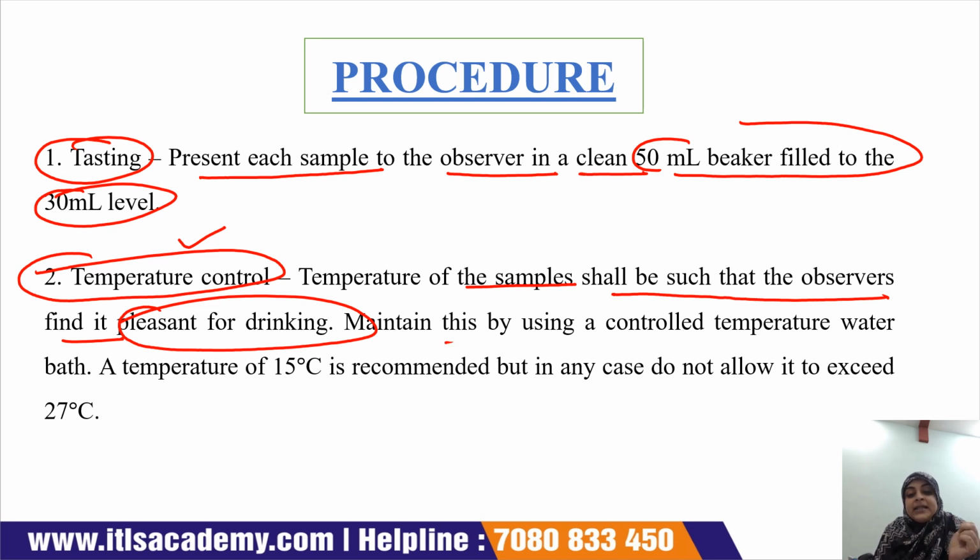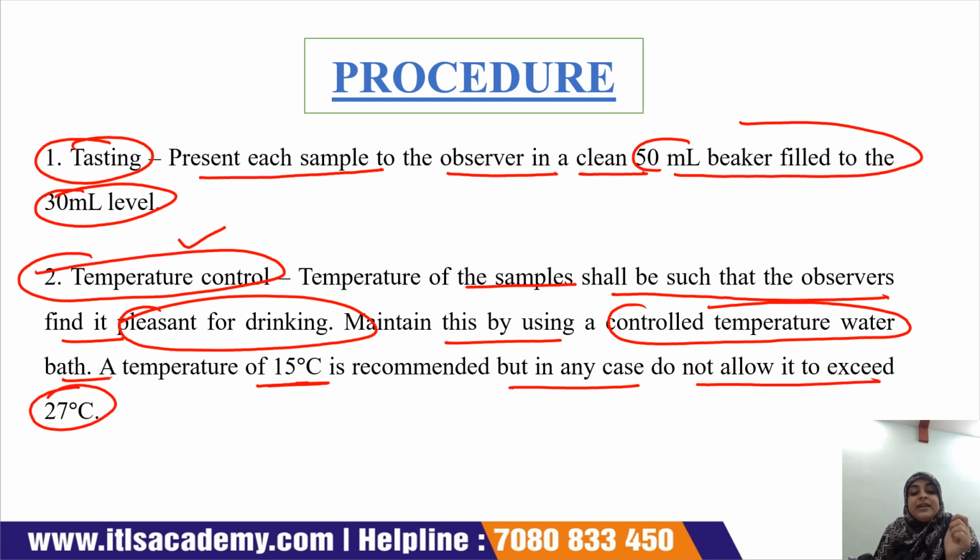Maintain this by using a controlled temperature water bath. The temperature of the sample is recommended to be 15 °C, but in any case it must not exceed 27 °C. So it is recommended that the temperature of the water should be 15 °C, but it should not exceed 27 °C. If it exceeds 27 °C, then it is not acceptable.